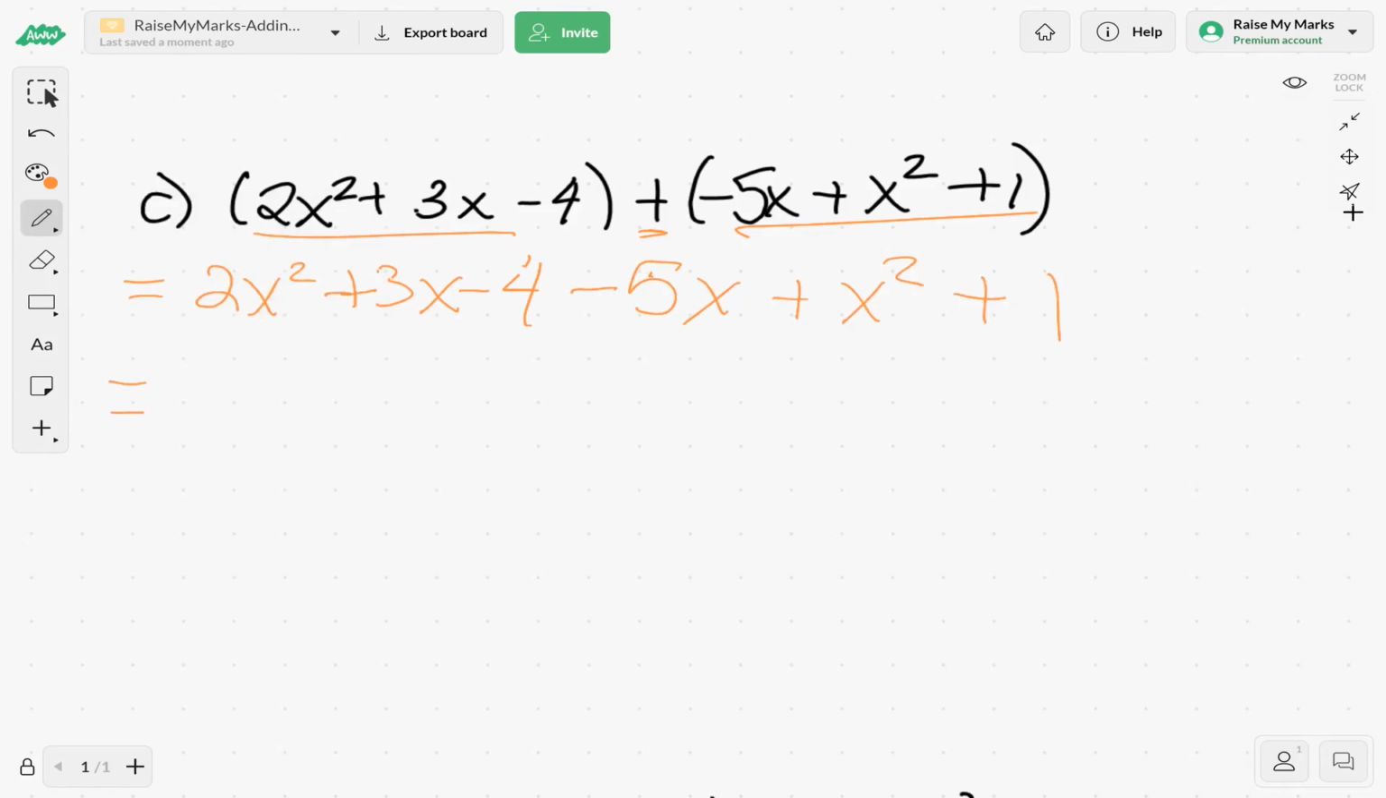Now let's combine like terms. So our first term is 2x squared. Any other terms with an x squared? Yes. We have a total of 3x squared terms. Second term is 3x. Do we have any other terms with an x? Yes, negative 5. So 3x minus negative 5 is negative 2x. And finally, we have a negative 4 and a 1. So negative 4 plus 1 is negative 3. So our final answer is 3x squared minus 2x minus 3.